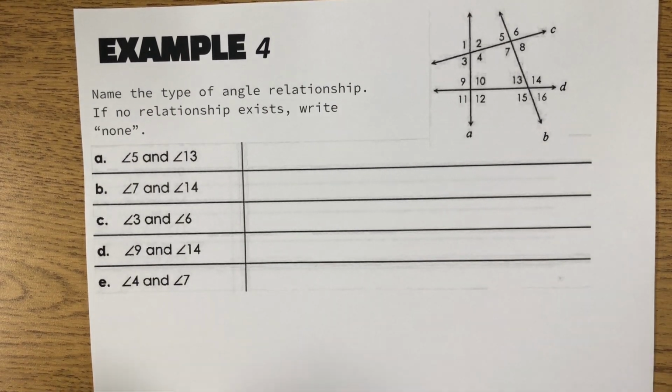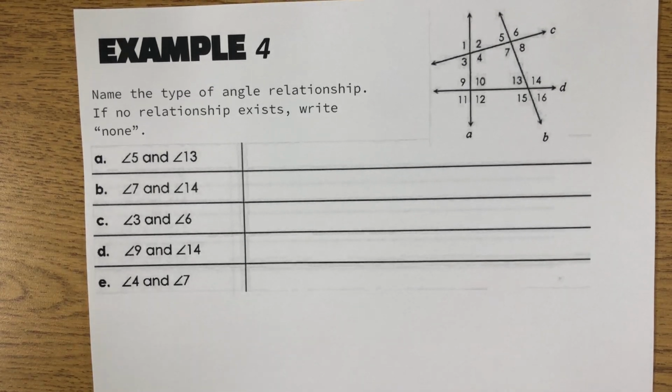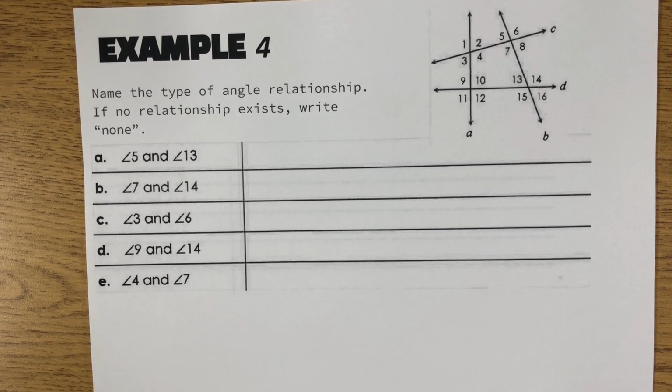Let's go ahead and look at example 4. Example 4 actually has 10 parts instead of just 5. So let's look at name the type of relationships. If no relationship exists, we're going to write none. So this one's a little bit more complicated.